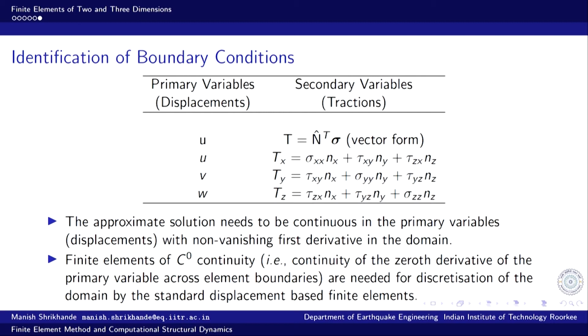So, primary variable finite elements of C 0 continuity. That is the basic primary variables interpolation that is required to be continuous across the inter element boundaries, and the elements that we develop should have a suitable interpolation model for these displacement components while preserving this C 0 continuity.